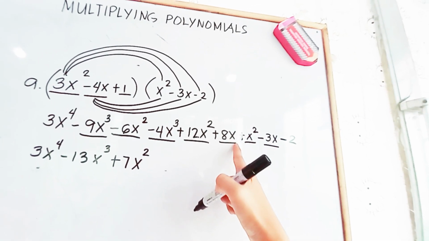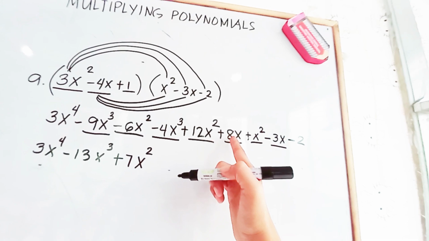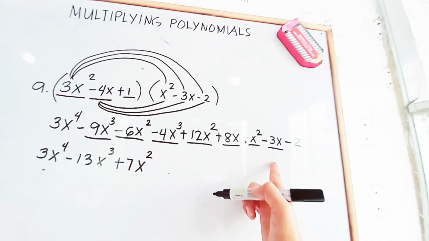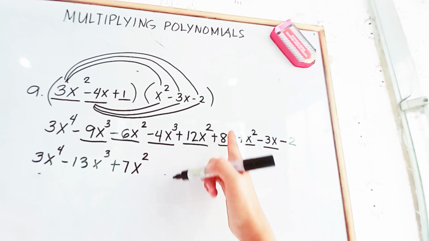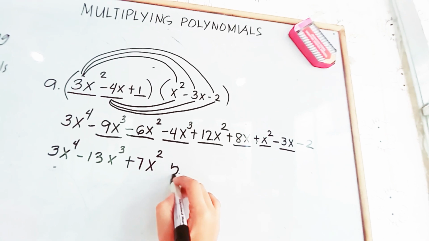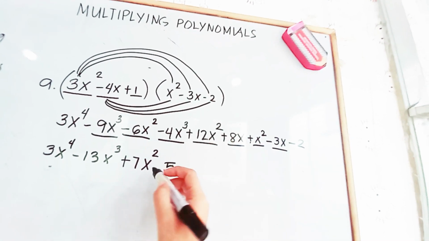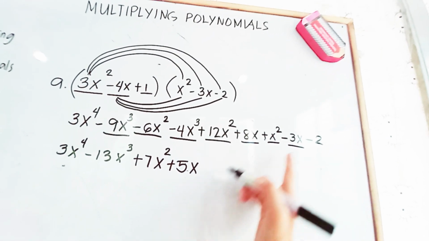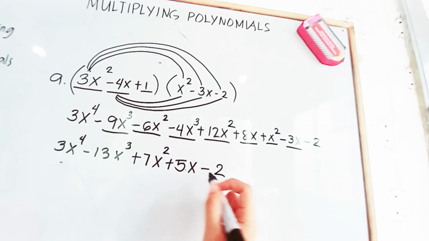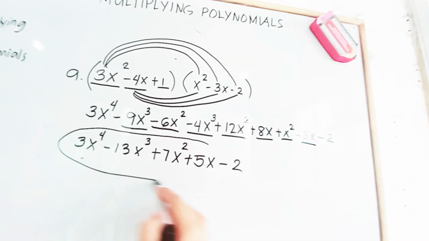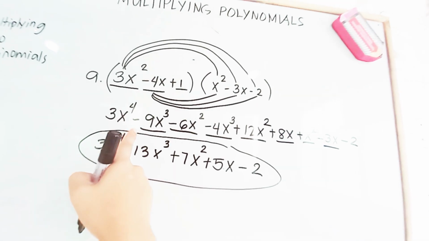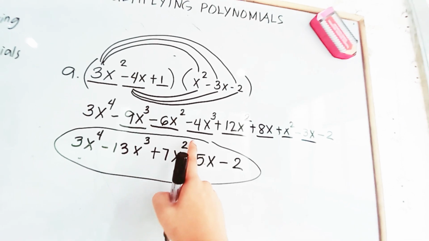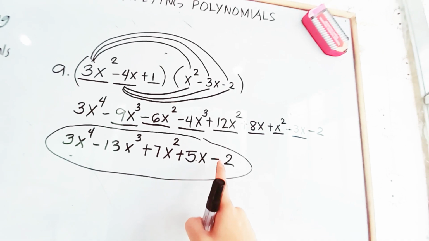And then we will proceed to the degree of 1. So 8x plus negative 3x. So they have different signs. So we will subtract the absolute values because they have different signs. 8 minus 3 is 5. And then we will just copy the sign of the bigger number, positive. And then just copy x. And then the constant negative 2. So this is now our final answer. 3x raised to the power of 4 minus 13x raised to the power of 3 plus 7x raised to the power of 2 plus 5x minus 2.